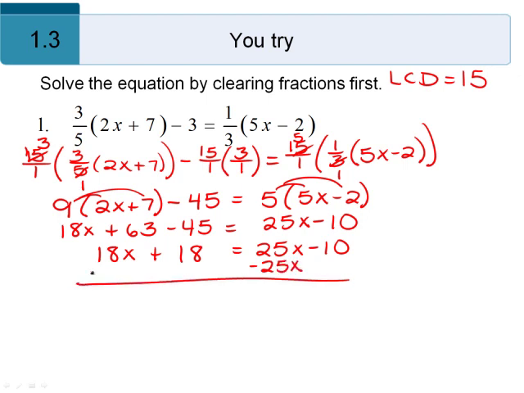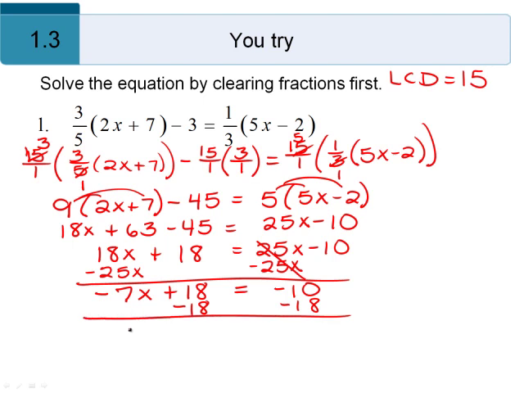Okay, so I'm going to subtract 25x. Okay, 18 minus 25 is negative 7x. Okay, is that right? Yeah. Having a brain fart. Plus 18 equals negative 10. Now get rid of the 18, subtract 18. So negative 7x comes down, and negative 10 and negative 18 is negative 28. Divide by negative 7, well, at least it comes out nice, and x equals 4.